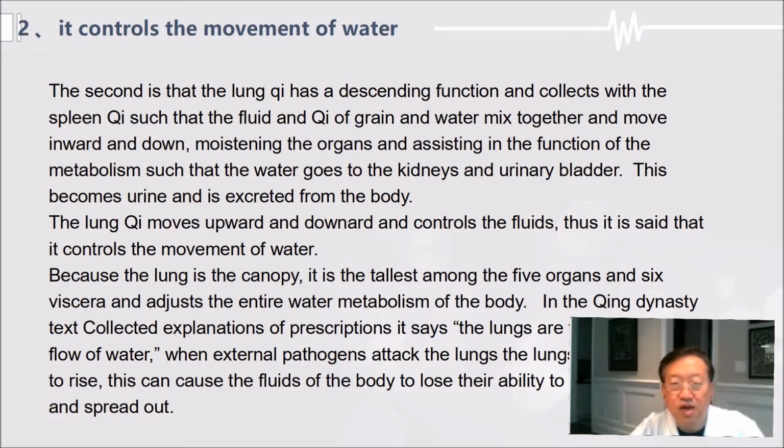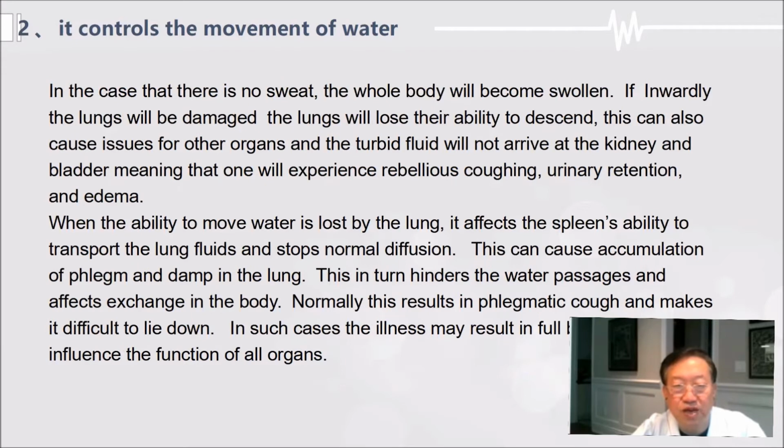Because the lung is the canopy, it's the tallest among the 5 organs and 6 viscera, and adjusts the entire water metabolism of the body. In the Qing Dynasty text, Collected Explanation of Prescriptions, it says, the lungs are the origin of the flow of water. When external pathogens attack, the lungs lose their ability to rise. Thus, this can cause the fluids of the body to lose their ability to properly ascend and spread out. In the case that there is no sweat, the whole body will become swollen.